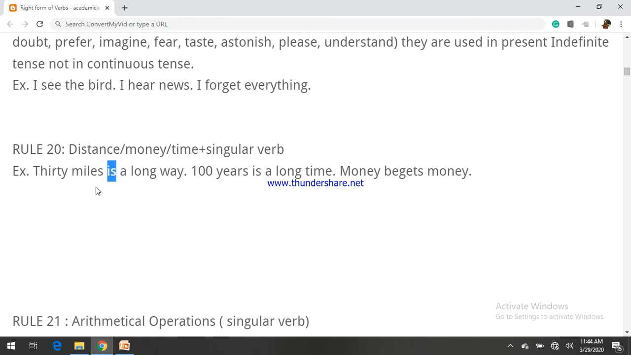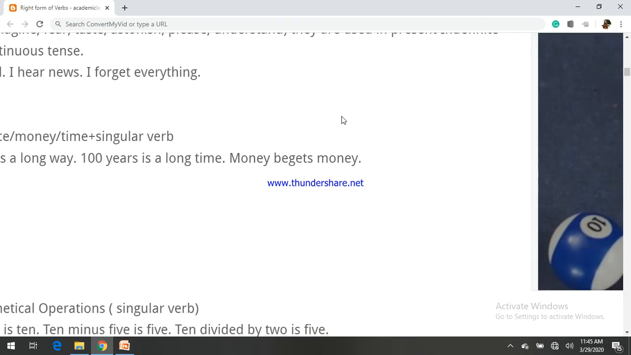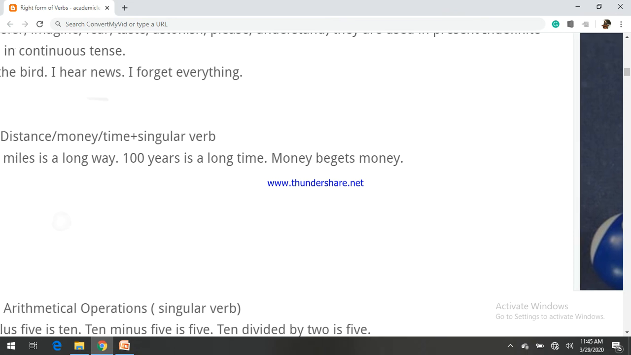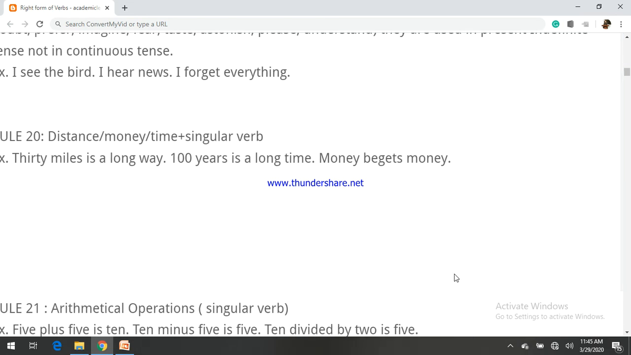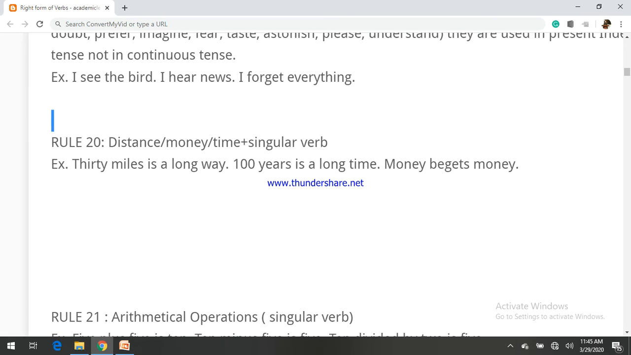30 miles. This is a distance. Though it looks like a plural subject, as it is a distance, that's why we use a singular verb. 100 years. This is time. Though it looks plural, as it is time, you have to use a singular verb. Money. After the word money, you have to use a singular verb.